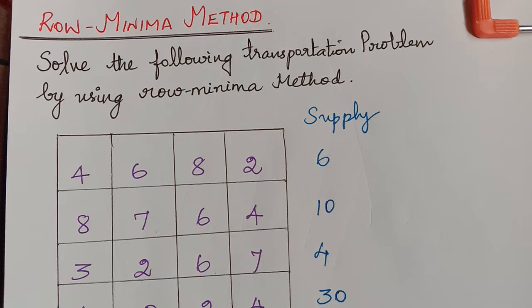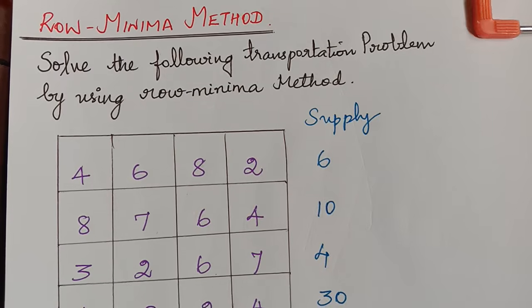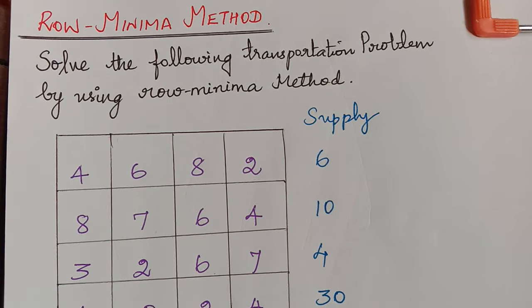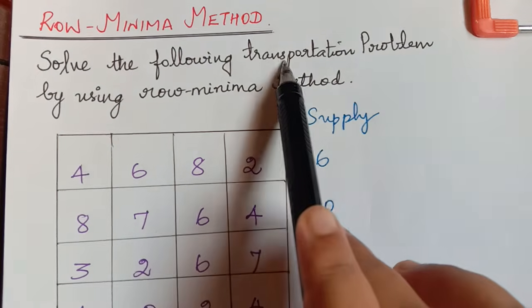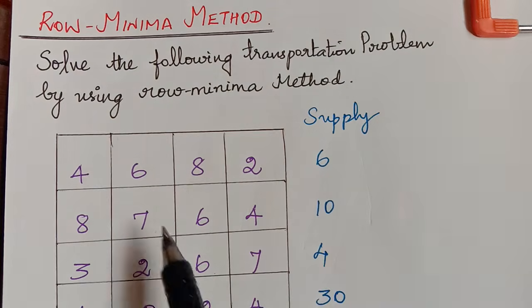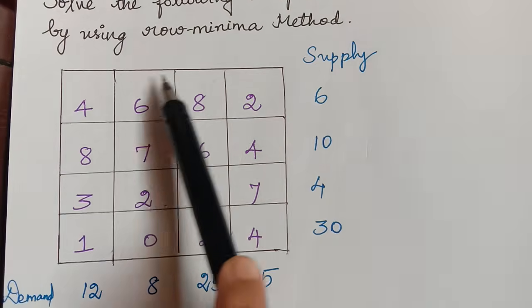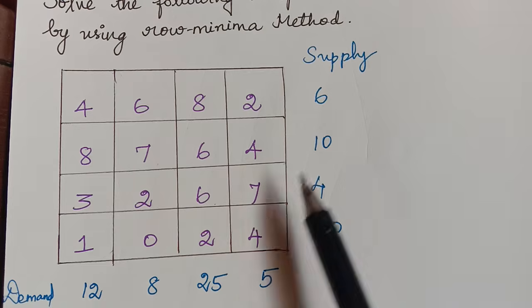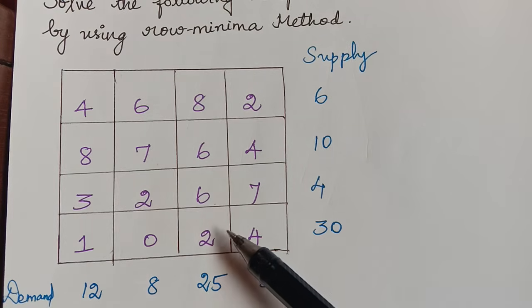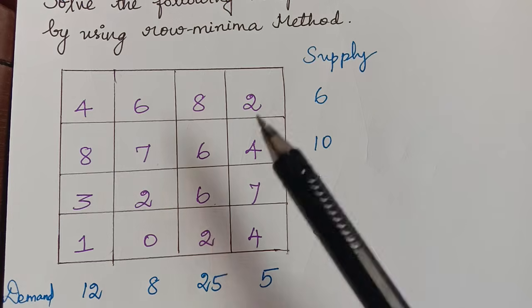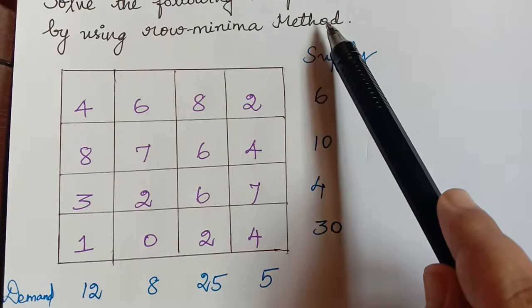Students, in our previous videos we learnt about the introduction to transportation problem, northwest corner rule and least cost method. Now here we are going to learn about row minima method to solve a transportation problem. Here we are given a transportation problem. This matrix gives us the cost matrix, and supply and demand are also given.